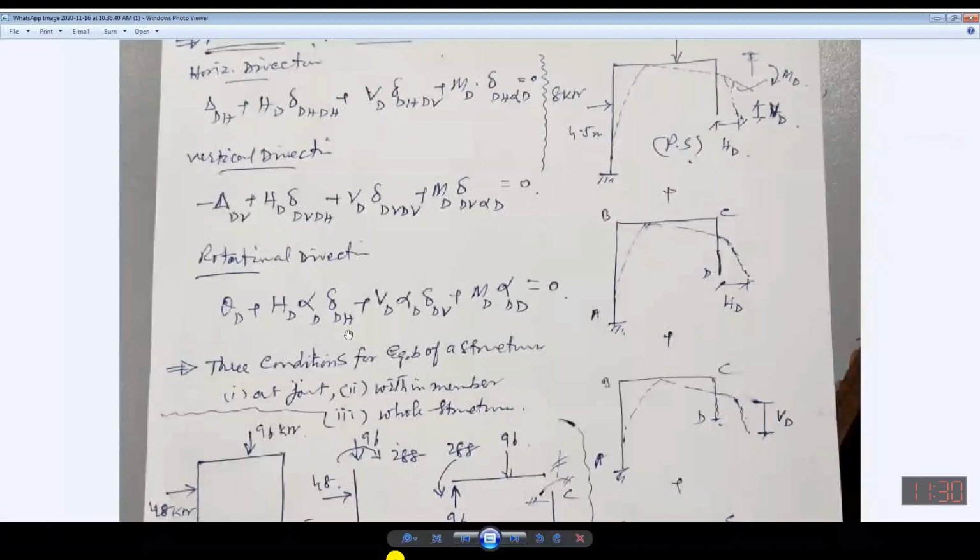Now rotational direction. This is the rotation at point D when unit force has been applied at point D in the horizontal direction. It will be alpha D subscript delta, subscript D, subscript H. Okay Ayan? Sir, this is the confusion. No, this is below, son. Well done, thank you. This is below, everybody should correct it.